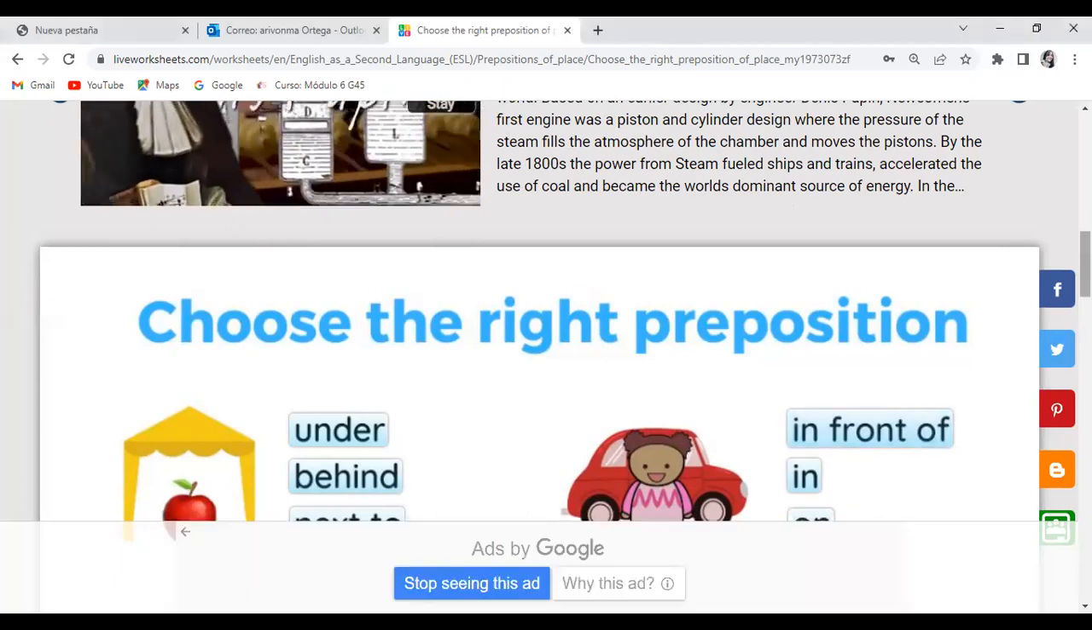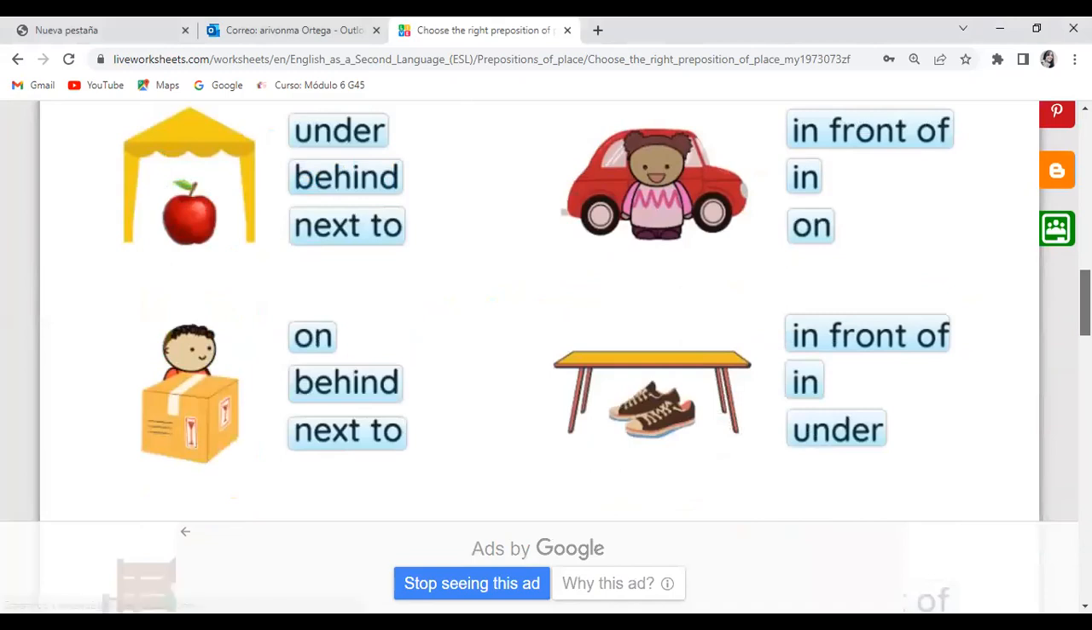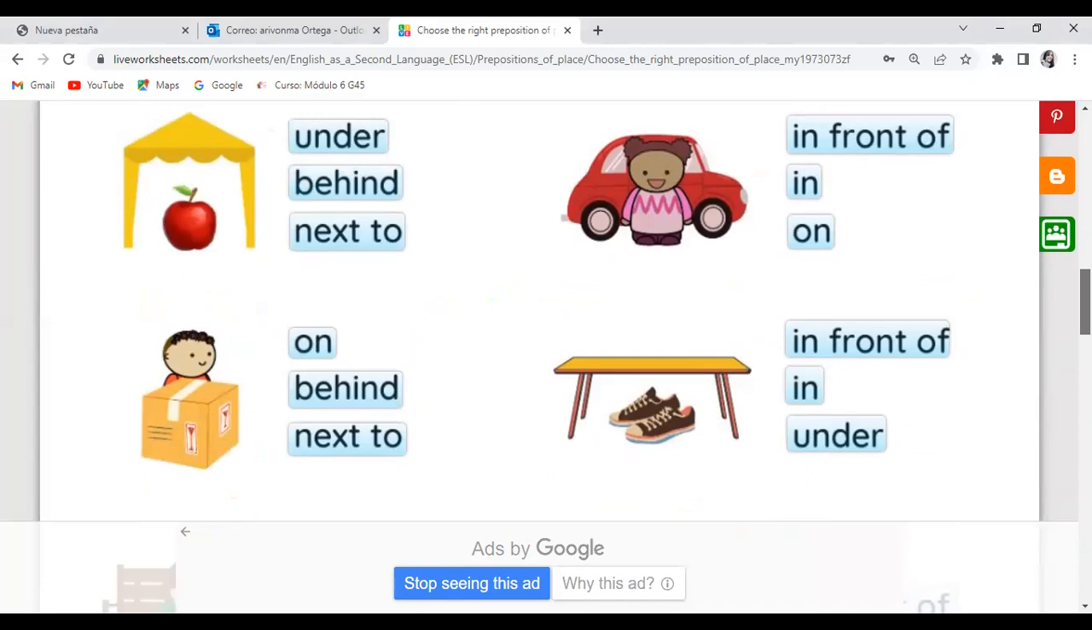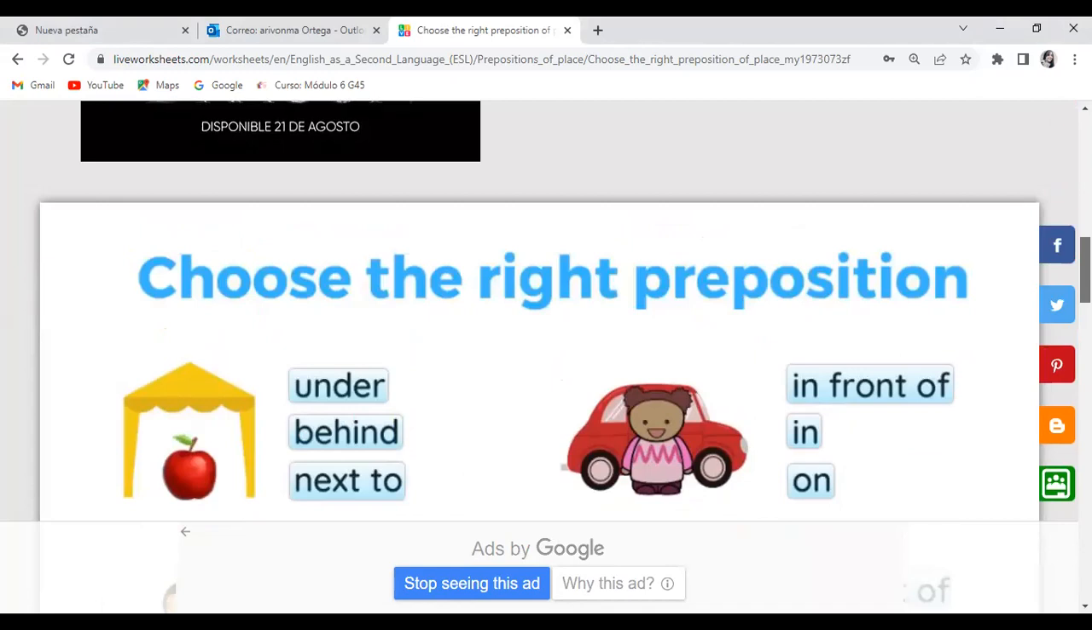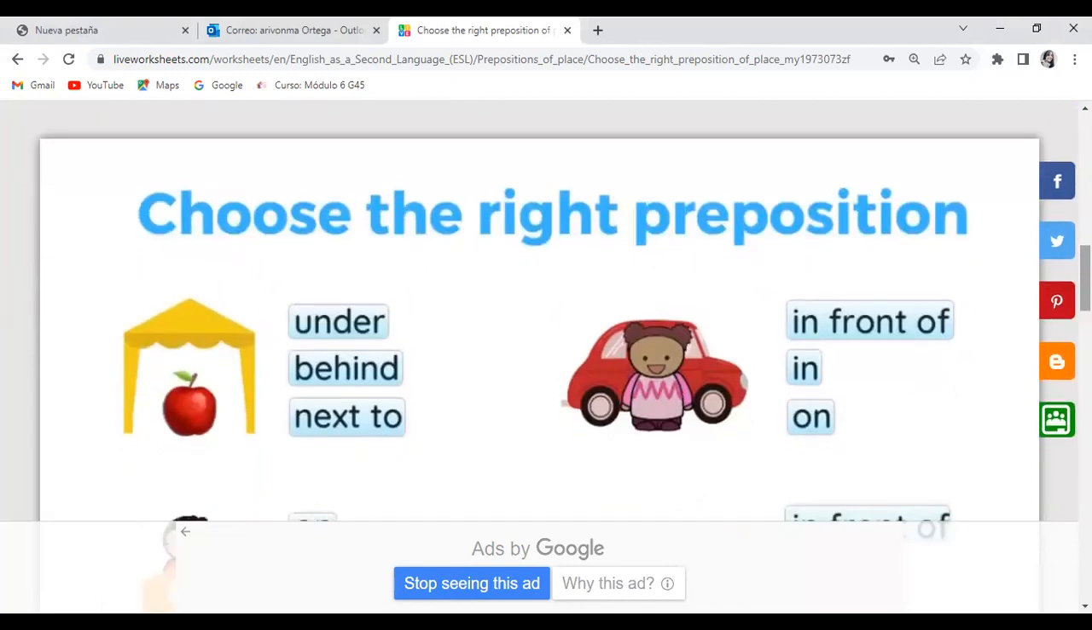Choose the right preposition. Look, this is a simple exercise. It looks like an elementary school exercise. Maybe you will say, teacher, but this exercise is very simple. But actually, guys, we use prepositions of place every day. In our everyday life, we use prepositions of place, especially when you ask, Mom, where is my mobile phone? And your mom said, it's on the table, it's on the desk, it's next to you.